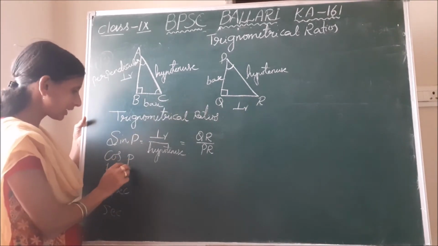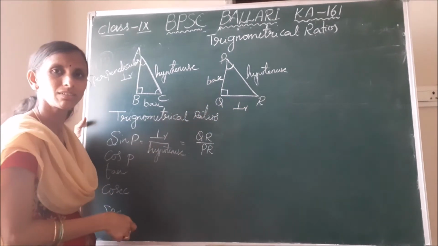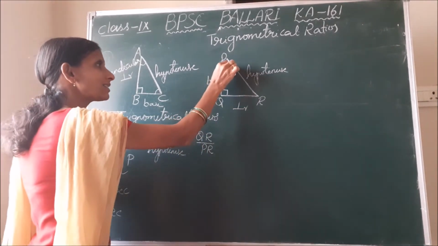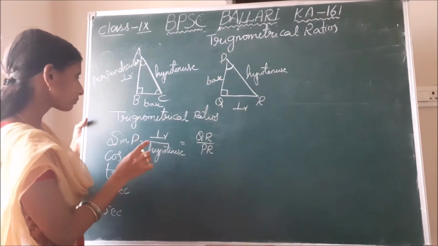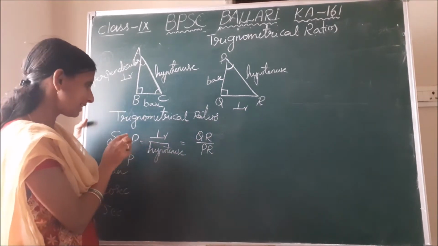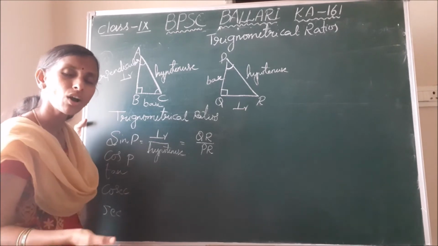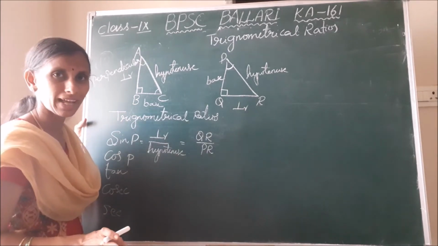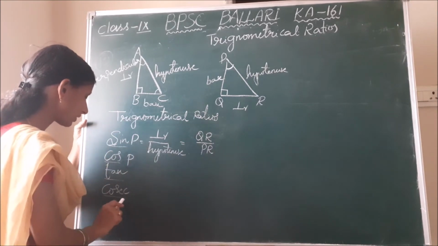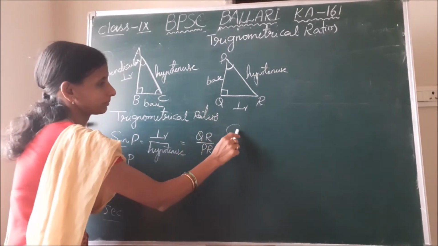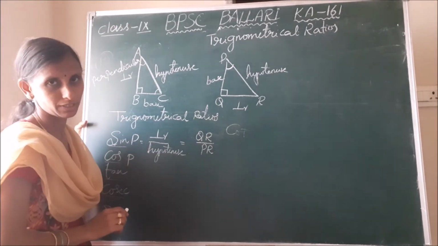This depends on the names given to the vertices. Here the angle is at point P, so I have taken P here. For sin P, you remember this letter P might be either A, B, C, D to Z or else theta, whatever the angle might be. The main things you have to remember are sin, cos, tan, cosecant, secant and cot. So sin means perpendicular by hypotenuse.